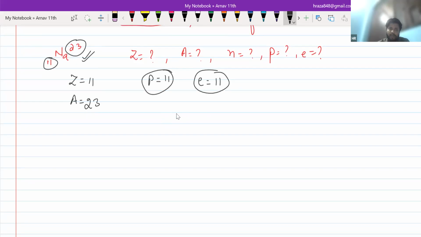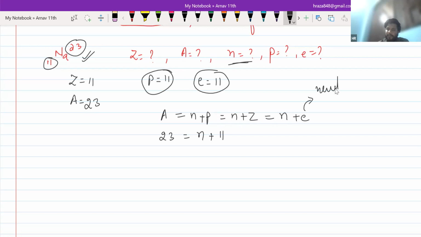Now how we are going to calculate number of neutron? You know that A is equal to n plus p. A will be equal to 23. Number of neutron plus proton is 11. You can write A is equal to n plus p, or if you want to write A is equal to n plus z, and it can be also equal to n plus e for neutral atom, because atomic number will be equal to proton, and proton will be equal to electron if it is neutral atom. So you can easily calculate number of neutron, which is equal to 12. Is that clear? Yes, sir.